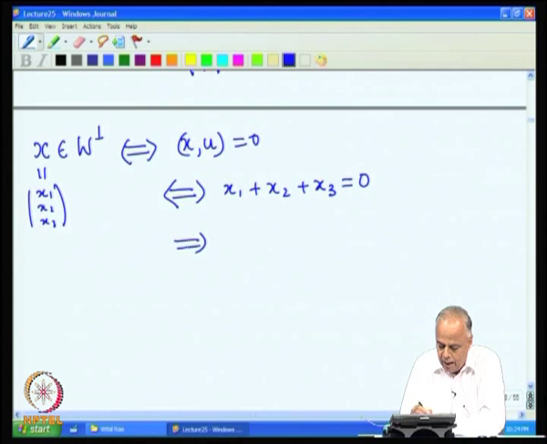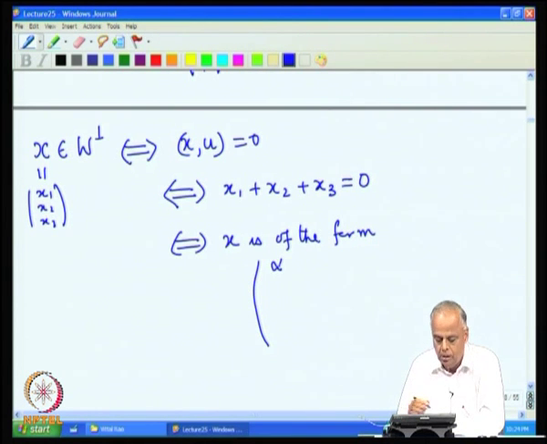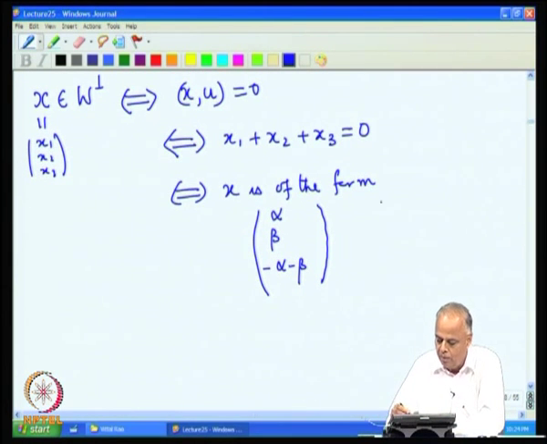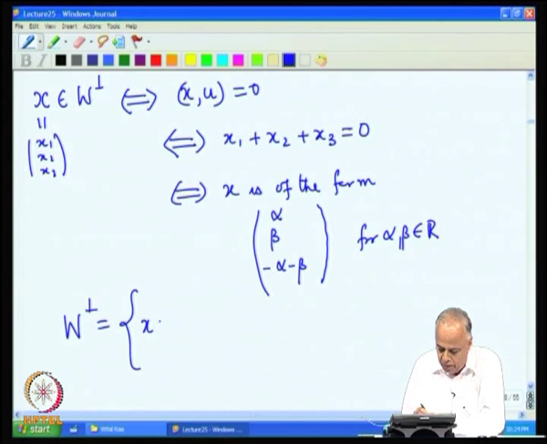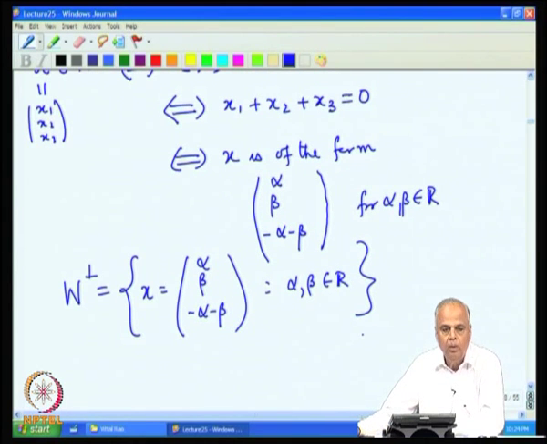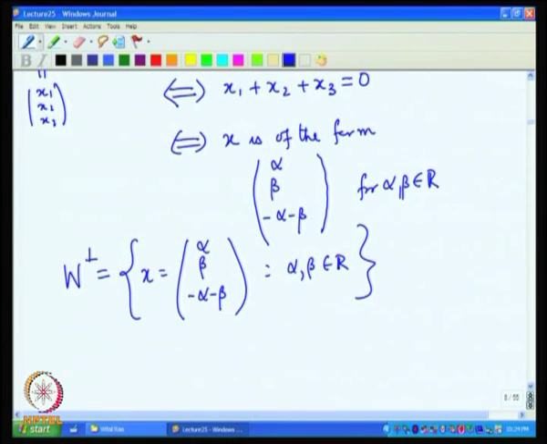And therefore, the vector X is of the form (alpha, beta, ...). x1 and x2 can be anything, but the moment you give any values for x1 and x2, to make the total sum 0, we have to make the third component minus alpha minus beta, for alpha, beta in R. And therefore, we get W perp to be the collection of all vectors of the form (alpha, beta, minus alpha minus beta), where alpha and beta belong to R. Okay. So, the original space W, which was all a times U, now has this orthogonal complement which consists of vectors whose third component is the negative of the sum of the first two components.